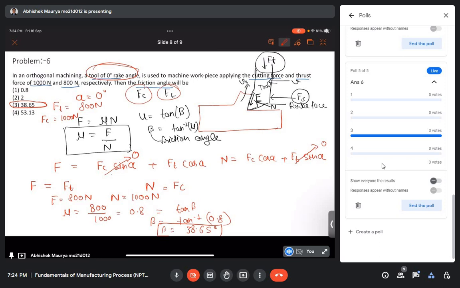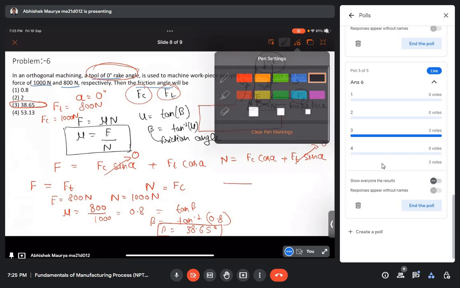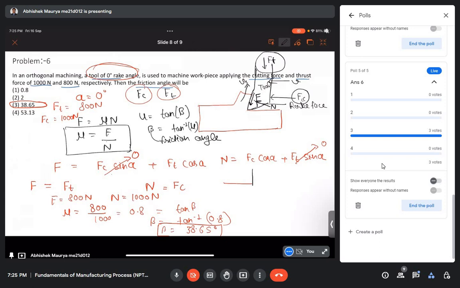So is it clear to everyone? Yes, sir. Okay. One more thing you can directly see with the diagram. I have drawn the first one, which is for the general case. Now I will draw a similar kind of diagram for the 0 degree rake angle. So 0 degree rake angle means our tool will be like this.